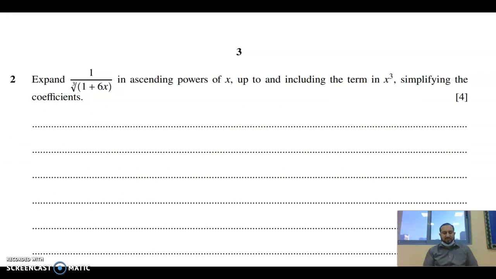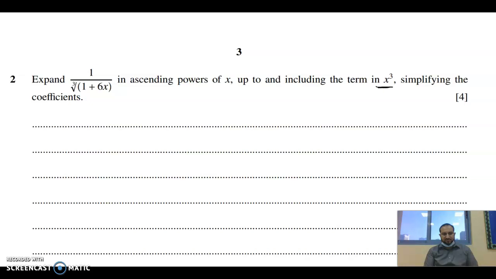Okay, then next, question number 2. In this one, it says expand 1 over the cube root of 1 plus 6x in ascending powers of x up to and including the term in x cubed. So we need to use the binomial theorem as we have learned.